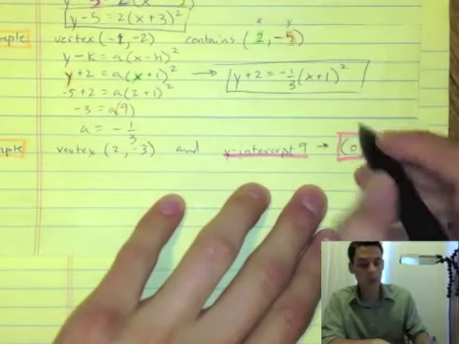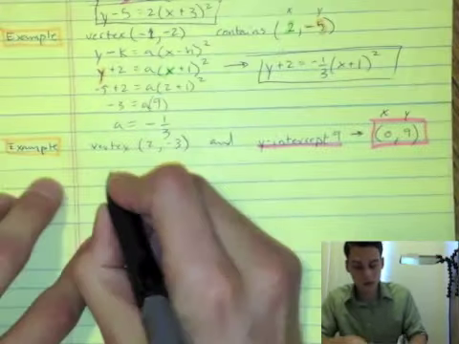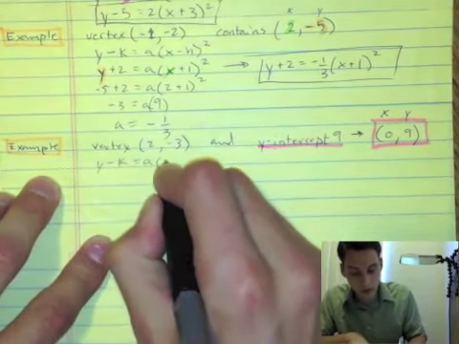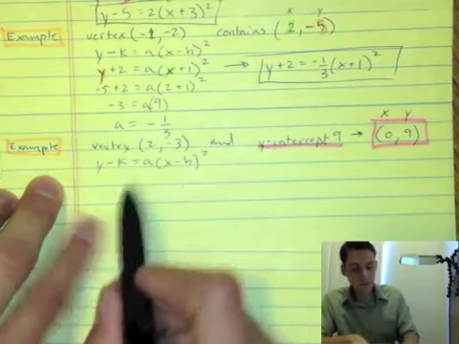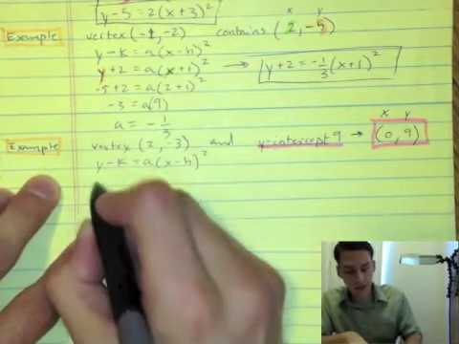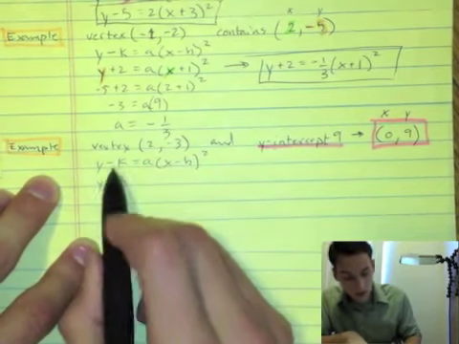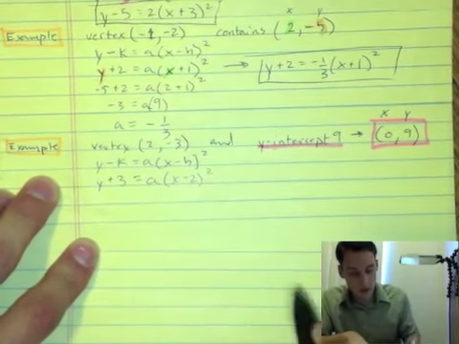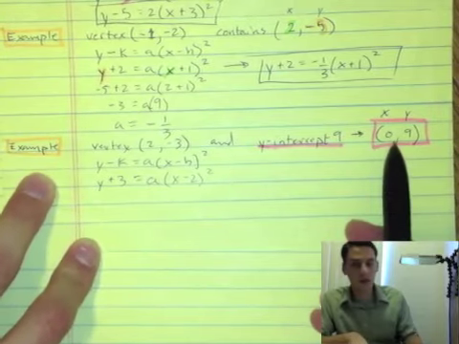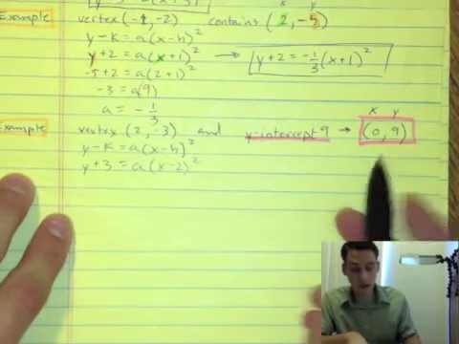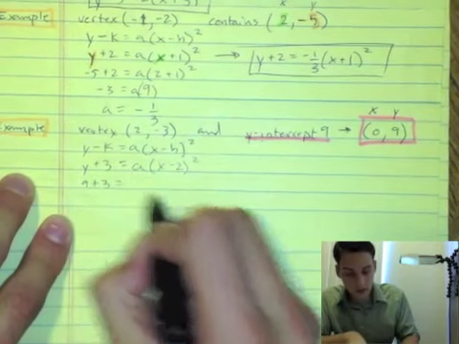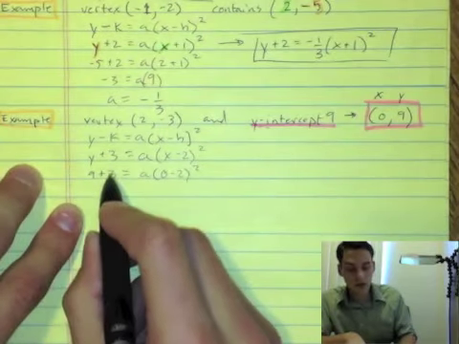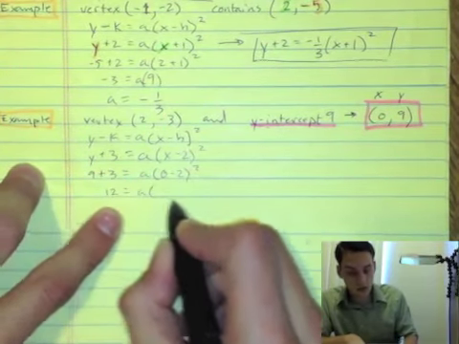Then this problem becomes exactly like the one before. I'm going to write down the form again: y minus k equals a times x minus h quantity squared. I'm going to put in my h and k, so y plus 3, because it's minus 3, equals a times x minus 2 quantity squared. I'm also going to put in the x and y that I found, which is 0 and 9. So 9 plus 3 equals a times 0 minus 2 squared. 12 equals a times 4.